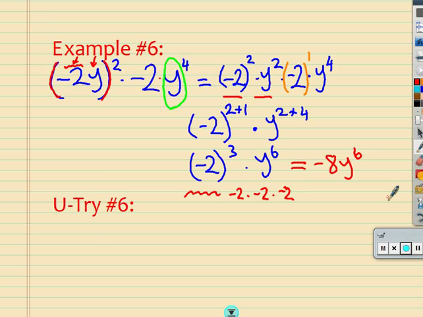Here's your U try. Negative 2x y squared to the third power. Please make sure to apply the exponents to negative 2, the x, and y to the second power.